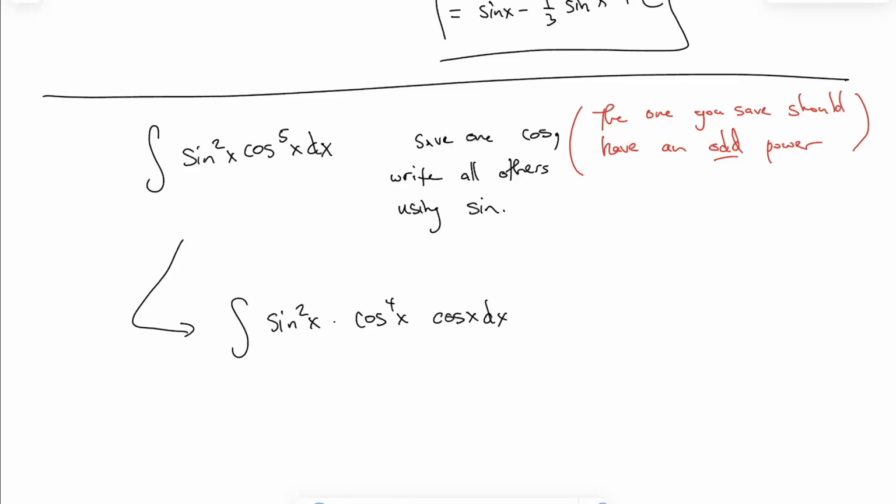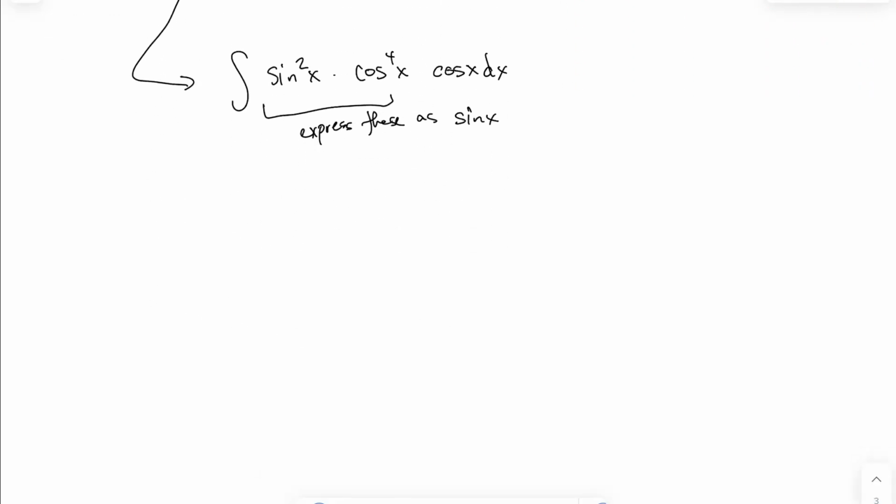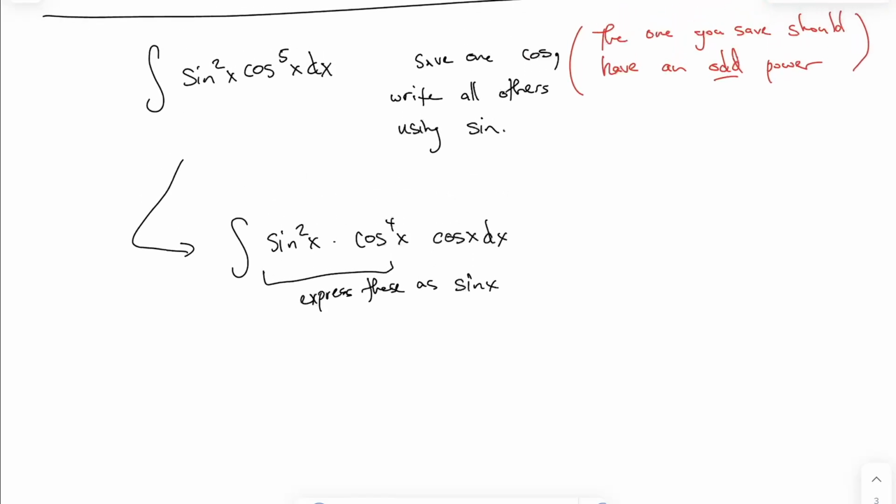And now I want to write everything else using sine. Express these as sine x. And how do we do that? Well, sine squared x is already okay. I want to use sines rather than cosines. Cosine to the 4x we need to deal with, turning it into somehow sine of something. Anybody have an idea with this? Just a simple variation from before. Can't you just break them up into cosine 2x and then write them as 1/2 of 1 plus cosine 2x?